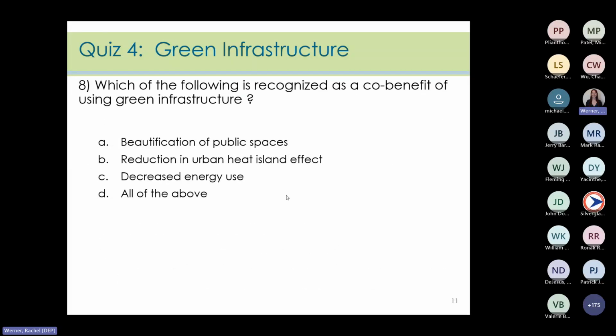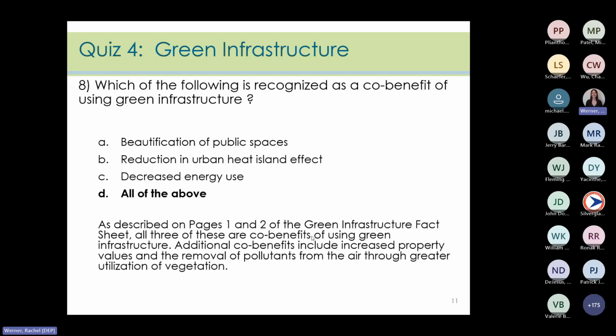Next question. Which of the following is recognized as a co-benefit of using green infrastructure? And the answer is D, all of the above. Because as described on pages 1 and 2 of the Green Infrastructure Fact Sheet, all 3 of these are environmental, social, and economic co-benefits of using green infrastructure. Additional co-benefits include increased property values and the removal of pollutants from the air through greater utilization of vegetation.